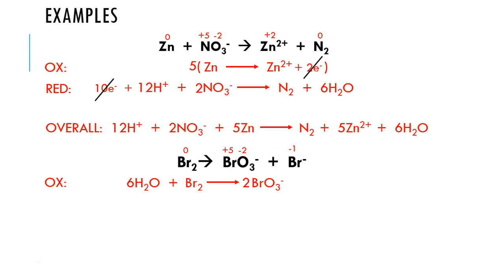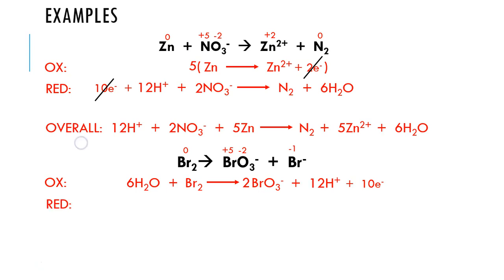We'll then add 6 water molecules to the reactant side to balance oxygen, and 12 hydrogen ions to the product side to balance hydrogen. Now we have to add 10 electrons to the product side because we have 12 units of positive charge from hydrogen and 2 units of negative charge from bromate.